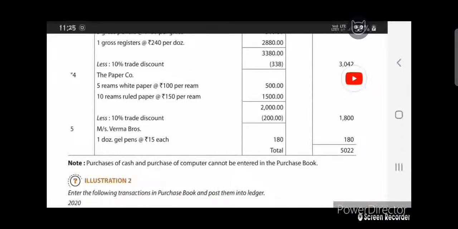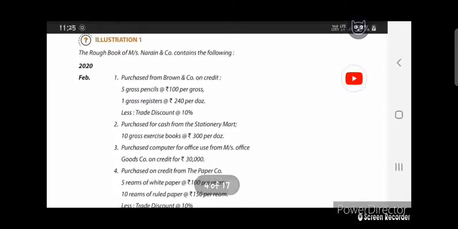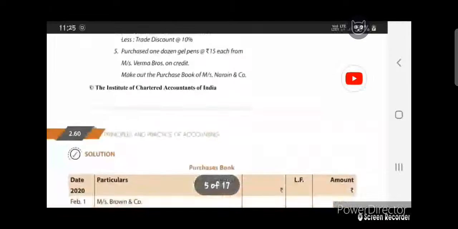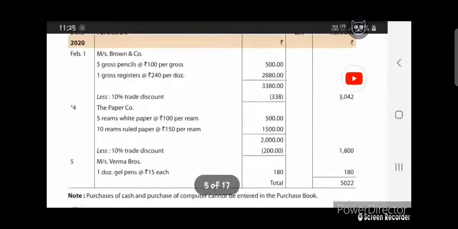You have to note that purchases of cash and purchases of computer cannot be entered in the purchase book. Here in the second question, they have purchased for cash. Purchases of cash and purchase of computer should not and cannot be entered in your purchases book. Okay, this is the note, you have to understand it.